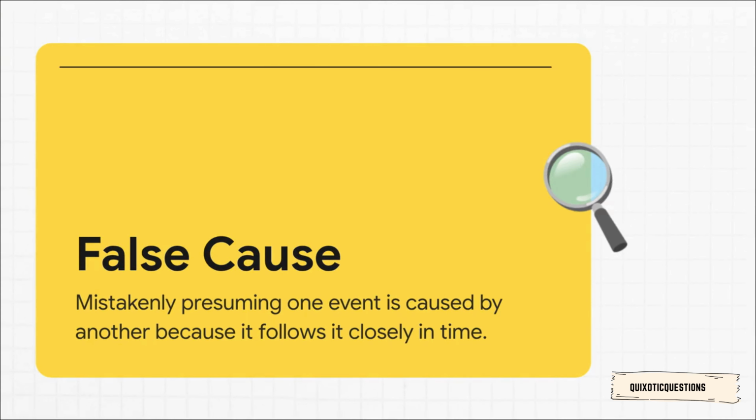Oh, this is a big one you will see everywhere, the false cause fallacy. The fancy Latin name basically just means after this, therefore because of this. It's that classic mistake of thinking that just because B happened right after A, A must have caused B. Our brains are wired to see patterns, and this fallacy takes advantage of that by confusing timing with causation.